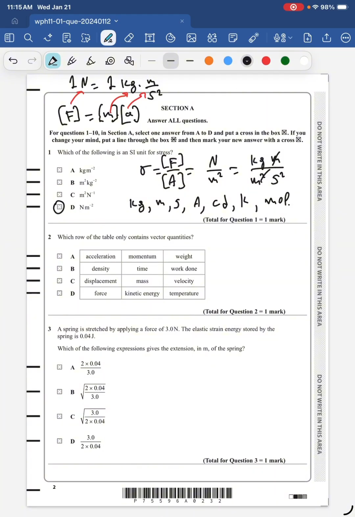All right. Question 2. Which row of the table contains vector quantities? So acceleration is a vector quantity, momentum is a vector quantity, and weight is a vector quantity. So option A is correct, actually.